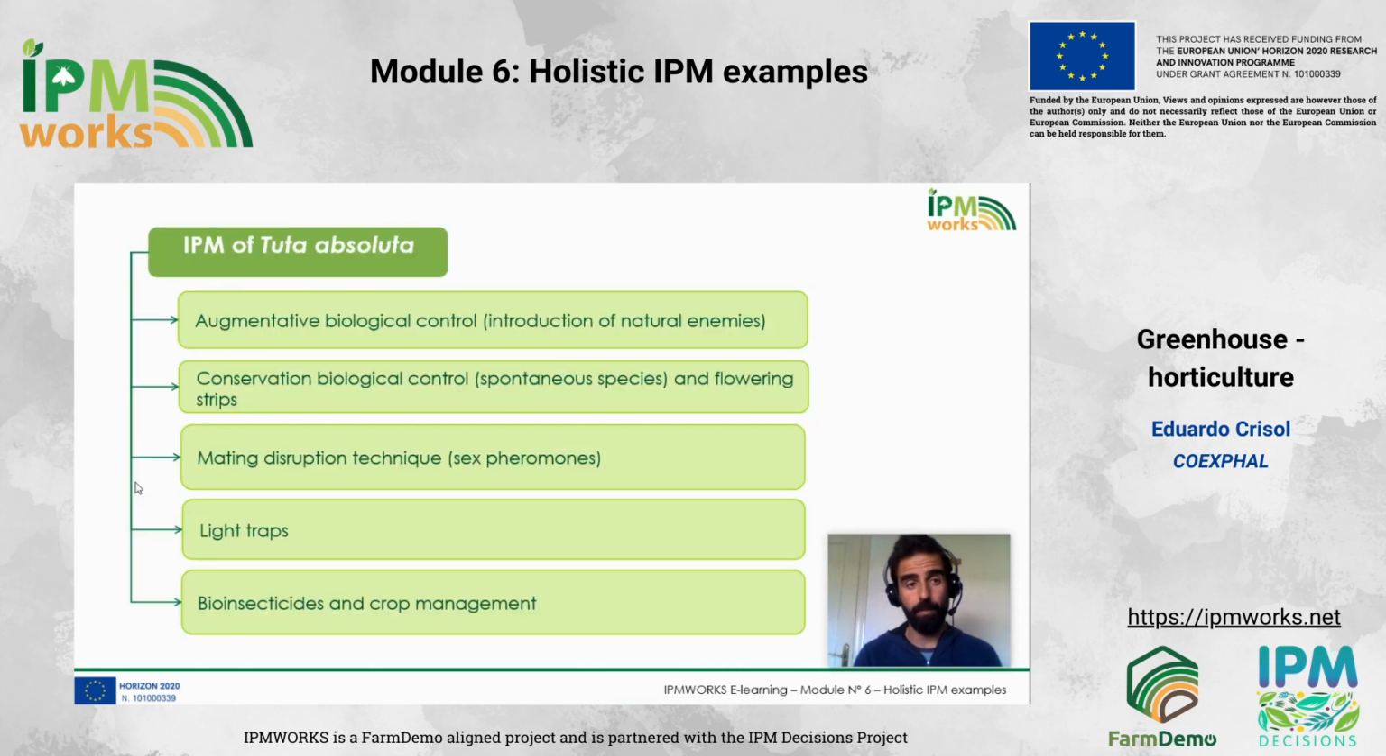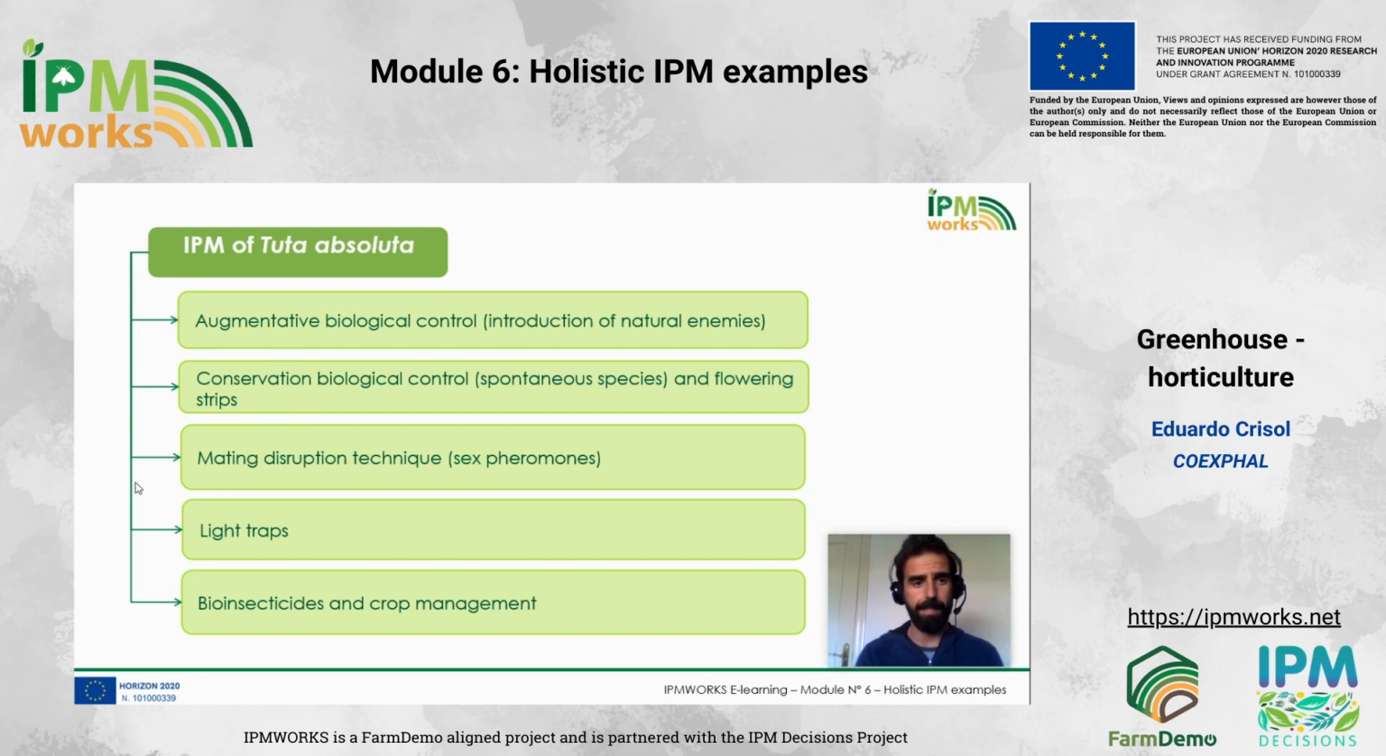So I will guide you briefly through 5 of the key elements of IPM of Tuta absoluta. The first and the second one are very much related. They deal with biological control. The first is augmentative biological control, which means the introduction of natural enemies. And the second one is conservation biological control, which means that we're going to be benefiting from the spontaneous species in the surroundings of our crop.